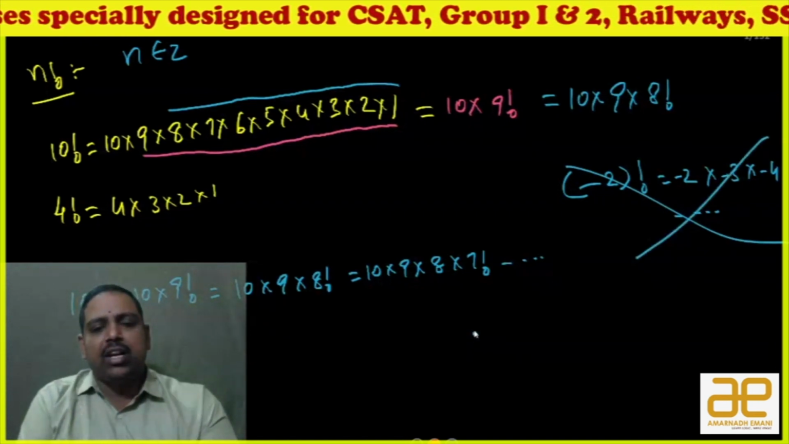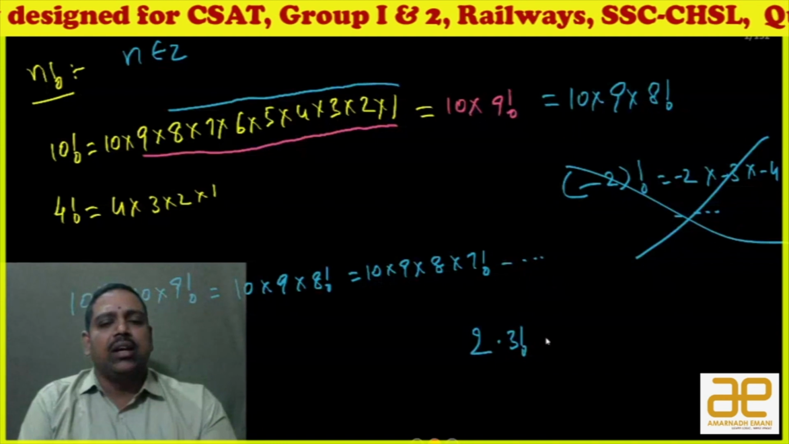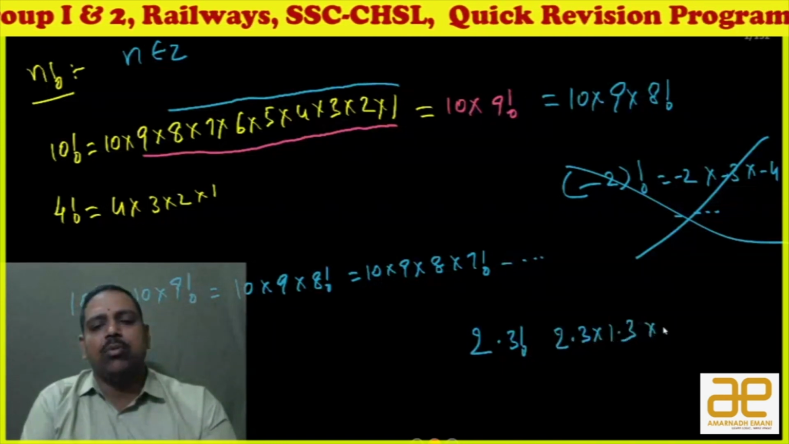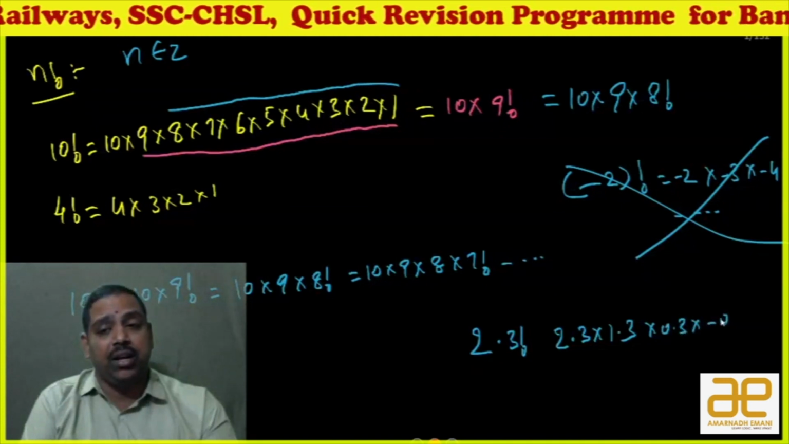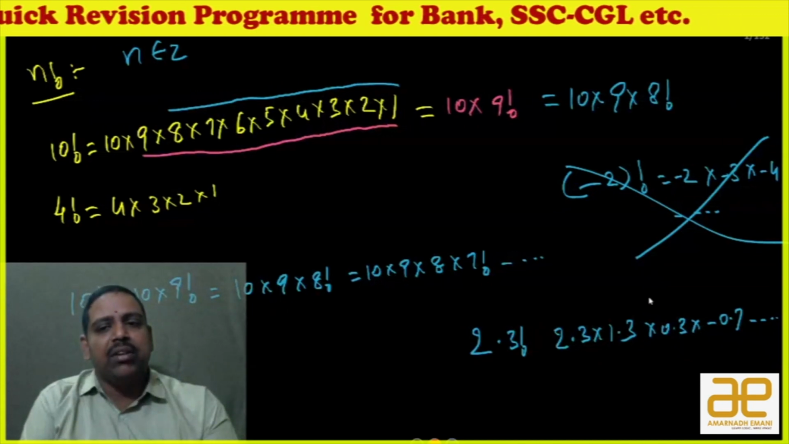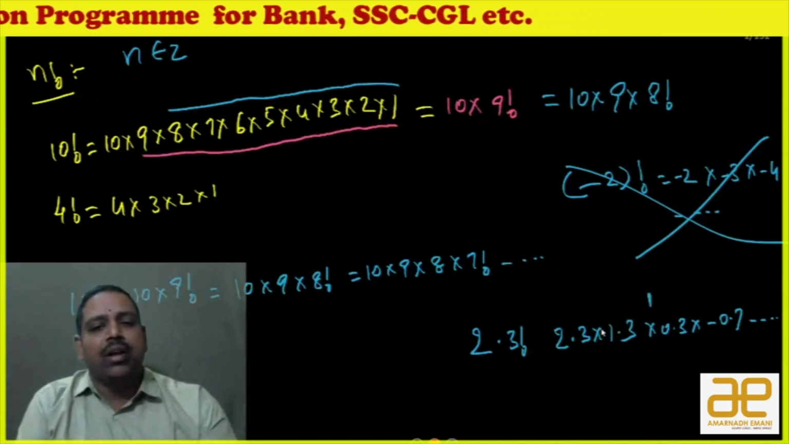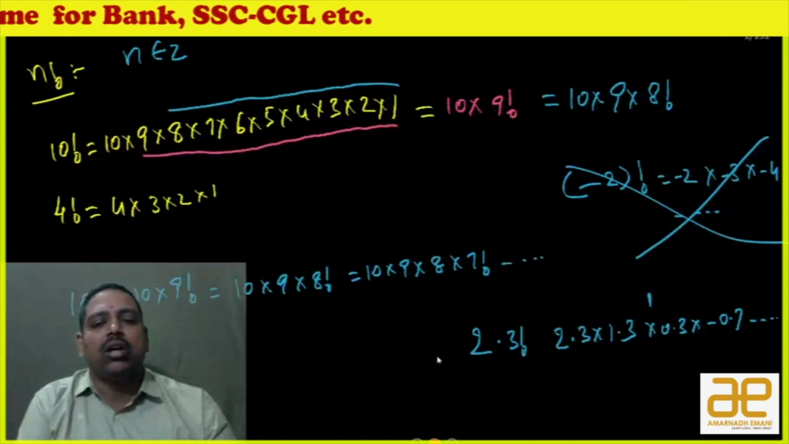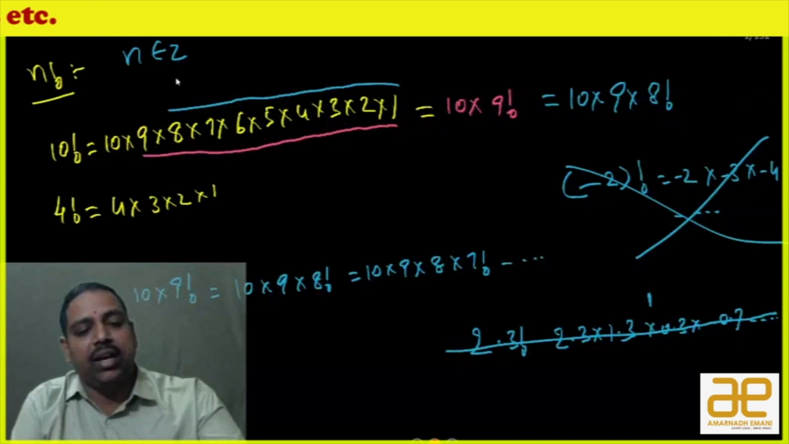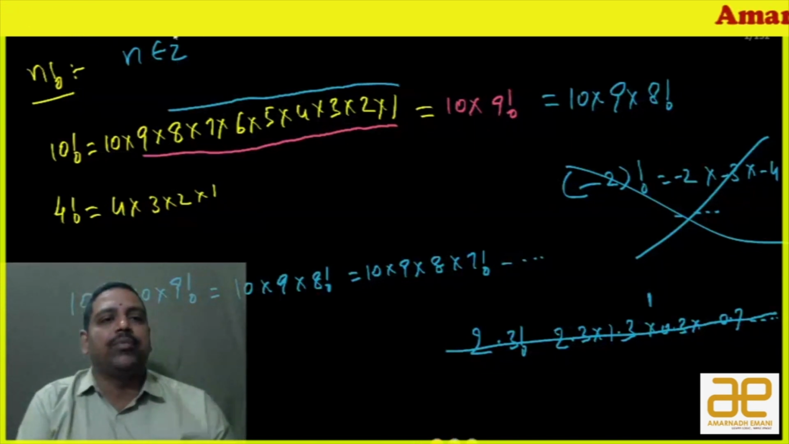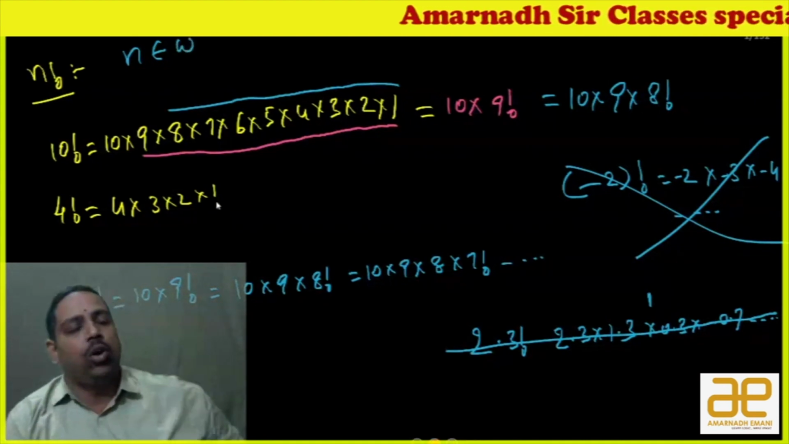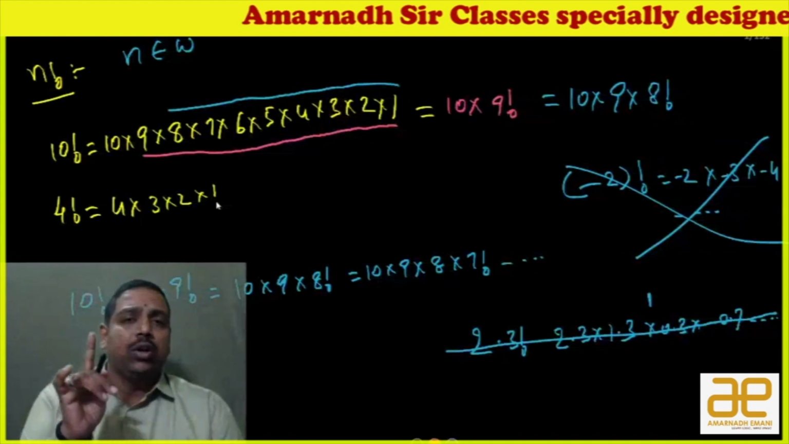Even if you get 2.3 factorial, if you want to write it, 2.3 into, if you reduce 1, 1.3, if you reduce 1, it will be 0.3, if you reduce 1, it will be minus 0.7 and so on, right? The moral of the story is 1.3, 0.3, in between 1 will never come. Then you will never stop, which means it does not exist. So n should be a whole number, not an integer. Whole number means W, that is 0 to infinity, no decimal, no negative.